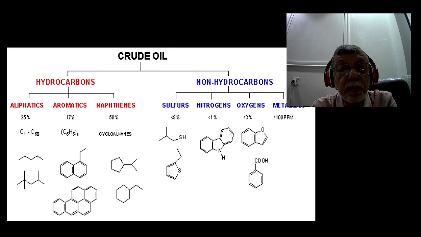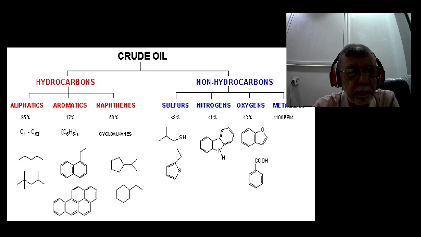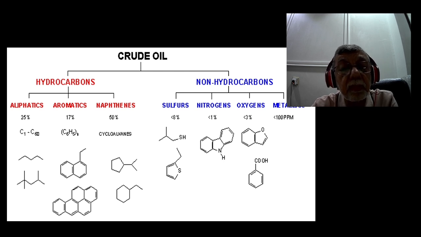Naphthenic compounds are also saturated, which is cyclic. Its octane number is high, desirable with gasoline. Olefin compounds are not mentioned here because they do not exist in crude oil, but are produced during crude oil processing or refining. So this is about hydrocarbon compounds.